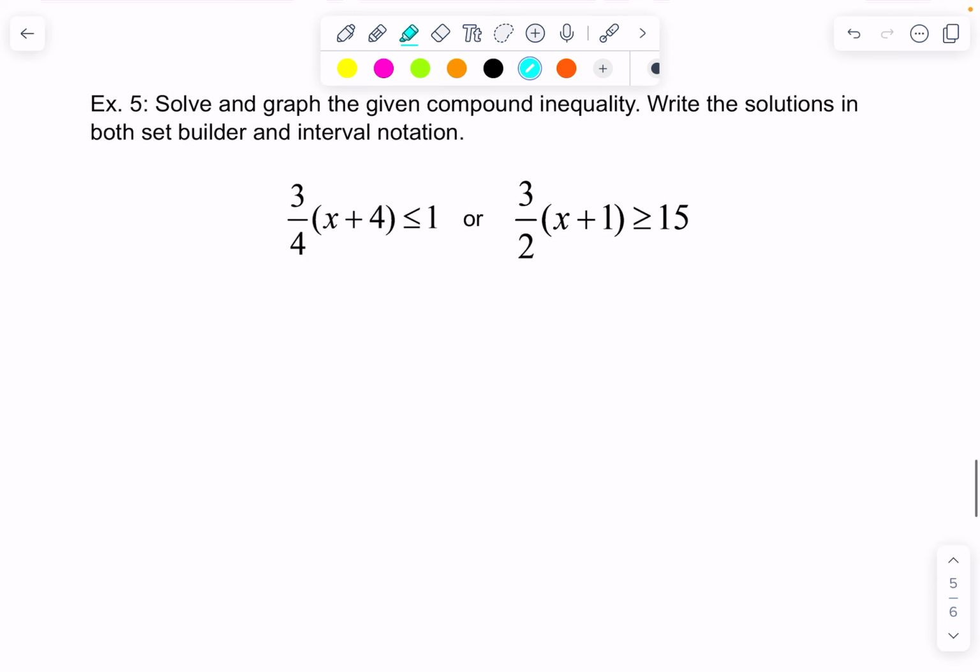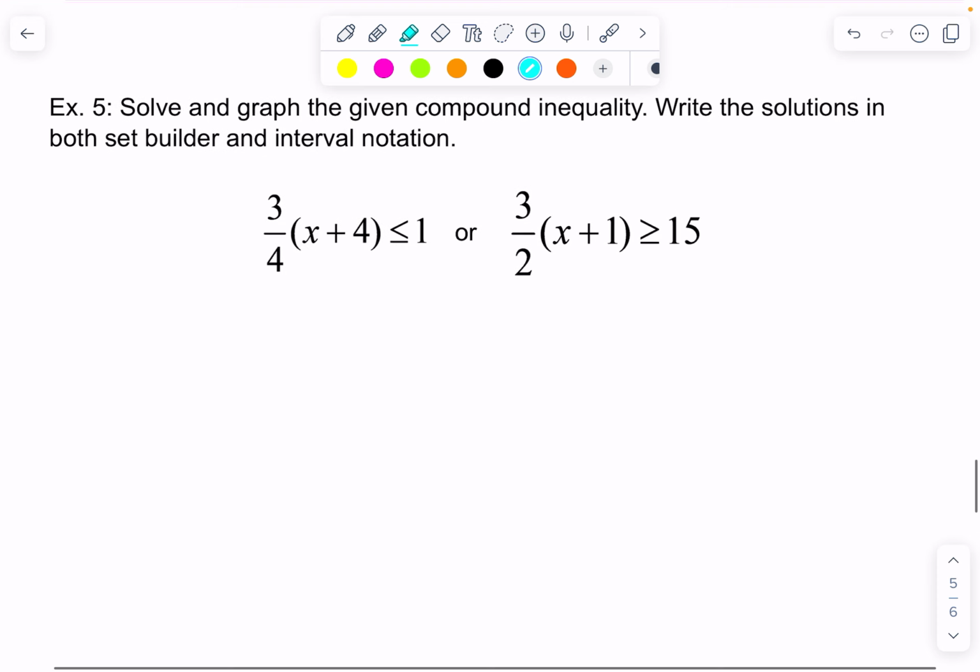Let's just do one more, but let's go ahead and add some fractions, because sometimes we are afraid of fractions and then there's nothing to be afraid of. Let's solve and graph the given compound inequality. Write the solutions in both set builder and interval notation.